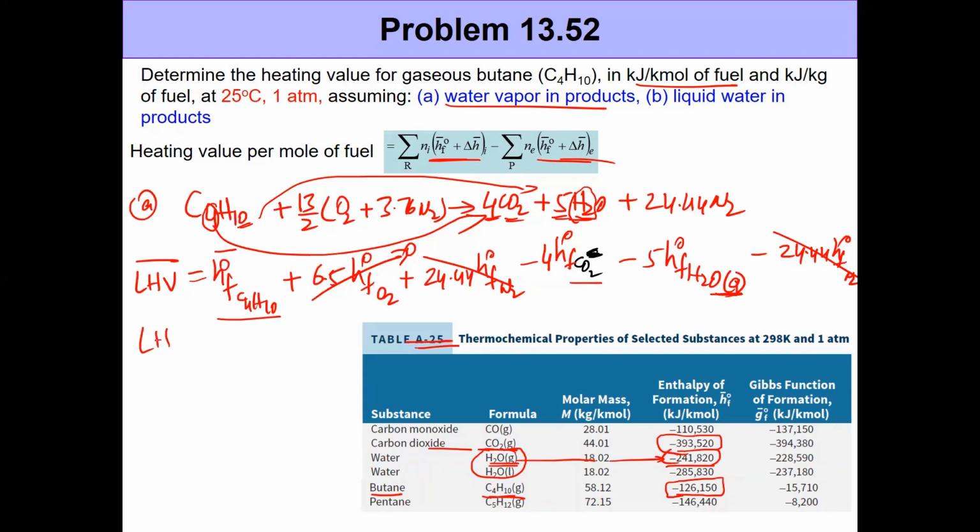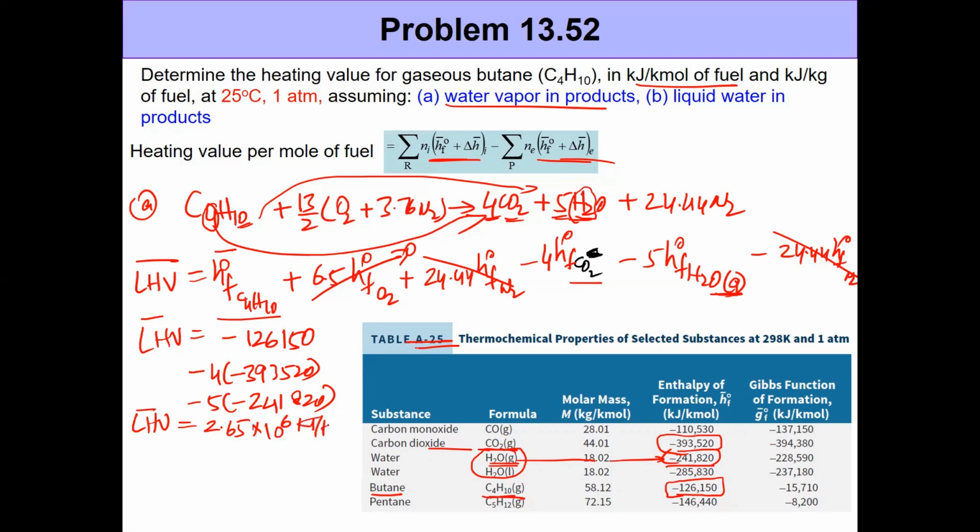So here I could just write lower heating value. All right, it's equal to minus 126,150 for the fuel, minus 4 times for CO2, right? Minus 393,520, minus 5 times of water, and water is minus 241,820. Okay. Now this comes out to be a pretty huge number in terms of kilojoule per kilomole. It comes out to be 2.65 times 10 to the power 6 kilojoule per kilomole. So this is one part of the solution done.